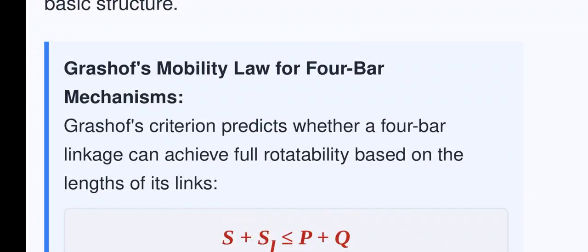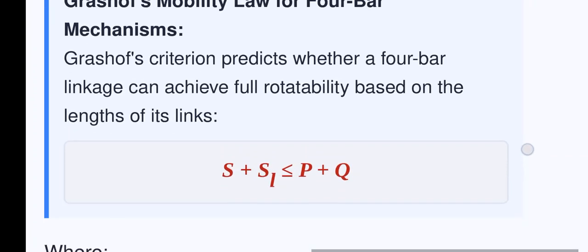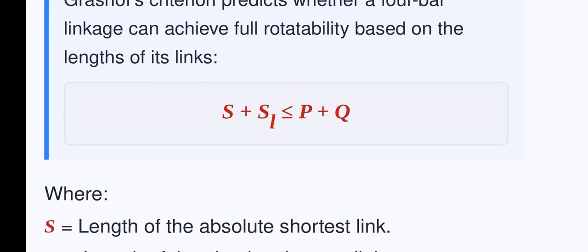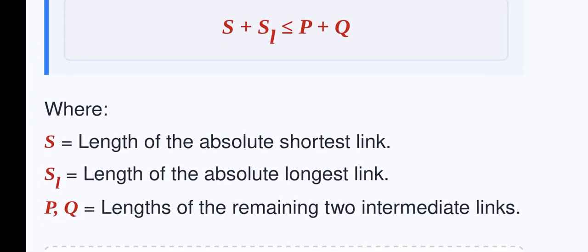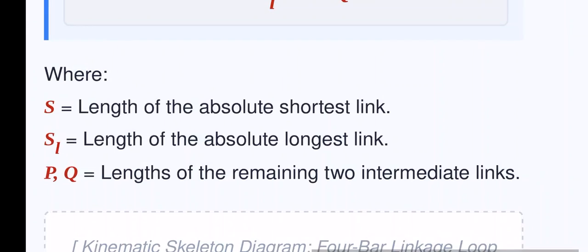Grashof's criterion predicts whether a four-bar linkage can achieve full rotatability based on the lengths of its links. S + L is less than or equal to P + Q, where S is the length of the absolute shortest link, L is the length of the absolute longest link, and P and Q are the lengths of the remaining two intermediate links.